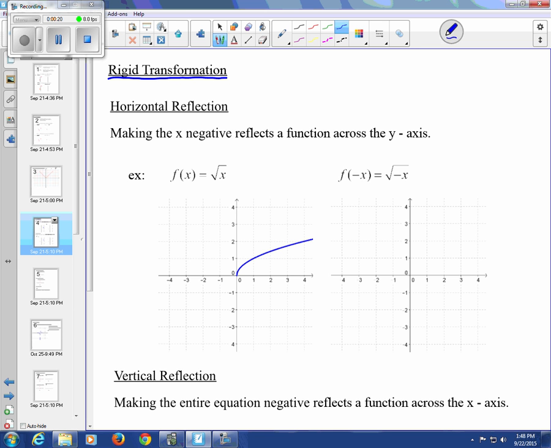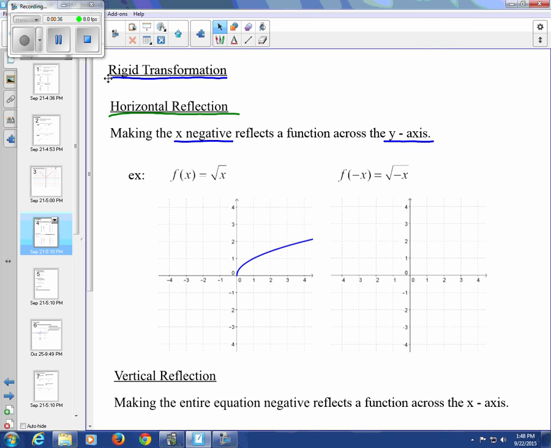We say that making the x negative reflects a function across the y-axis. Right? So making the x negative inside the function is going to give us a reflection across the y-axis. And that reflection we would define as, of course, a horizontal reflection.